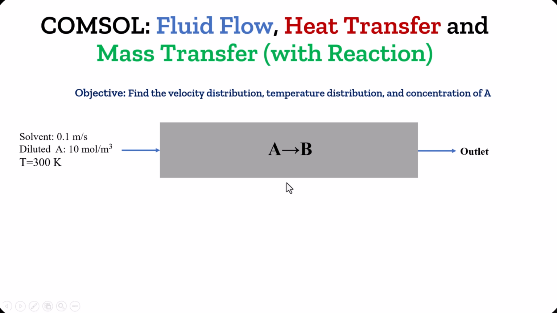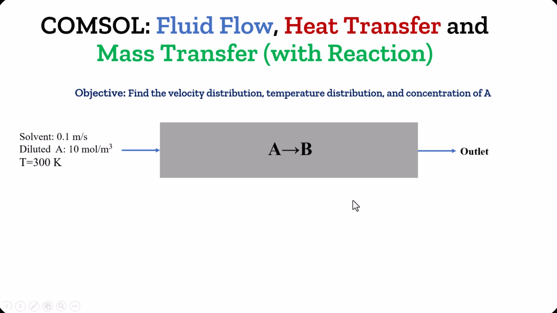In this example we have a reaction in which A is converted to B, and our solvent is water with a velocity of 0.1 meters per second. Our diluted species is A, and its concentration at the input is 10 mole per cubic meter. For the inlet we have a temperature of 300 Kelvin.